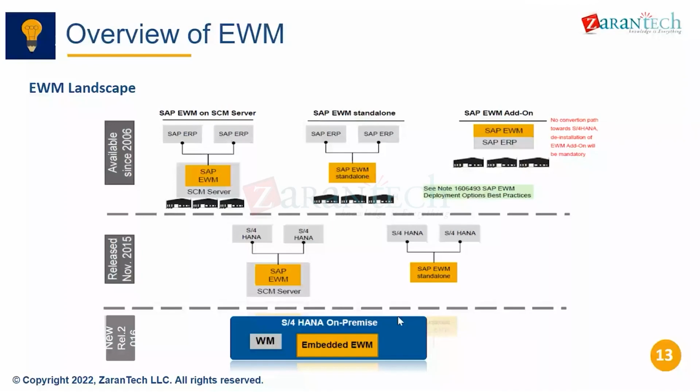It depends on the client. If the warehouse is very complex and high volume, then of course the customer will not go to the embedded EWM system. It will come on S4 HANA, but they will have a separate server, or separate box. Because if everything is kept on one box, there will be a performance issue on the server side.